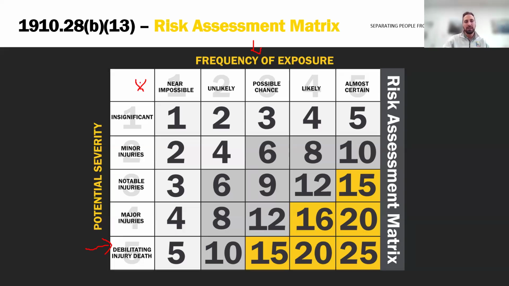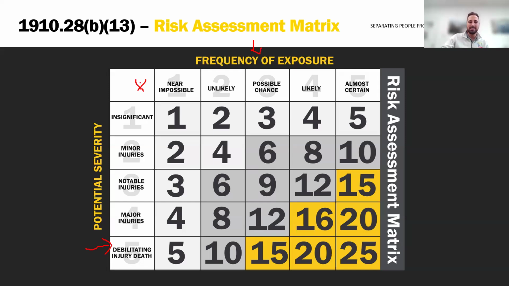So the example I always use is swimming, right? You're more likely statistically to drown in a pool than in the ocean. It doesn't mean that pools are safer than the ocean inherently. It means that we swim in pools more often than we swim in the ocean, right? So it's just frequency of exposure.